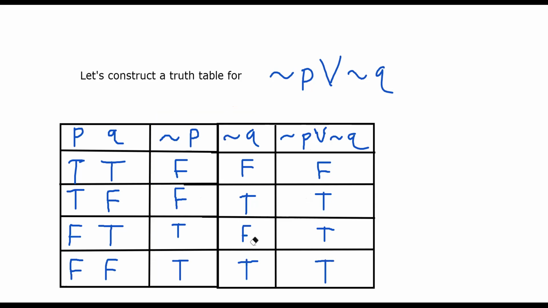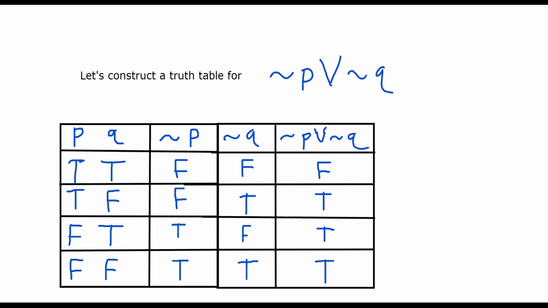So this is the truth table for not P or not Q. For every possible combination of P and Q, we can go look on the table and find the appropriate truth value for the statement not P or not Q.